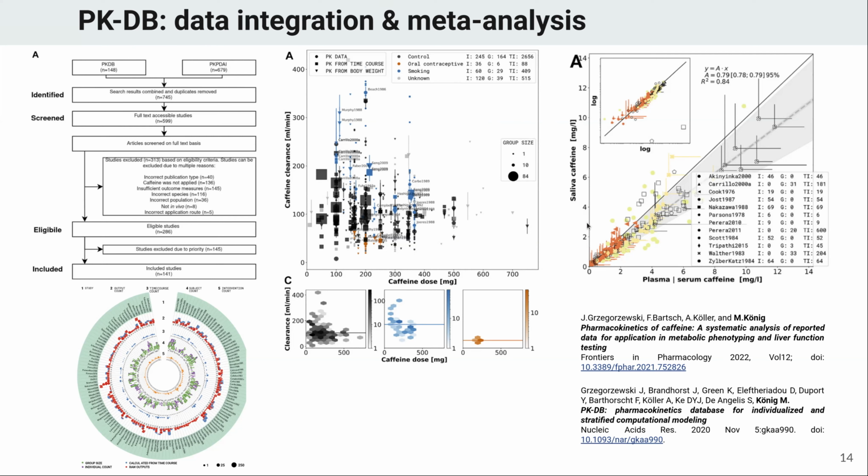Other things we can figure out by data integration are, for instance, that saliva caffeine concentrations correlate very well with plasma caffeine concentrations. And this is a very nice result because it basically allows saliva testing instead of actual blood sampling, which would make tests based on caffeine much easier and much cheaper to apply.